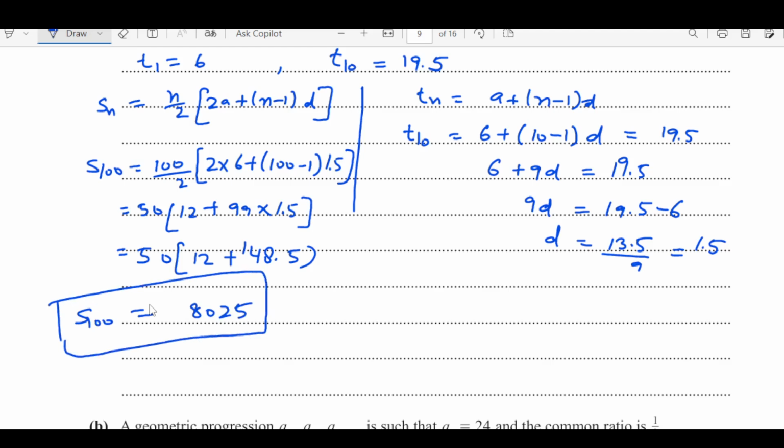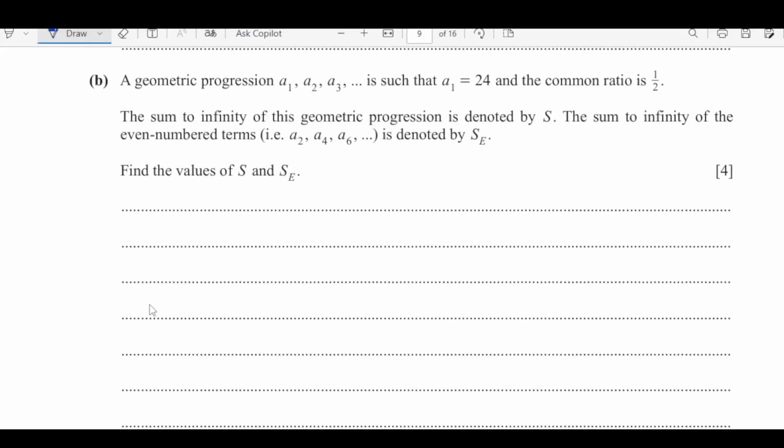Now part B, a geometric progression A1, A2, A3 is such that A1 is 24. Now we are given A1. Now this is a geometric progression, not arithmetic. So A1 is 24 and the common ratio is half. The sum to infinity is denoted by S. The sum to infinity of the even numbered terms, A2, A4, A6, is denoted by SE. Find the value of S and SE.